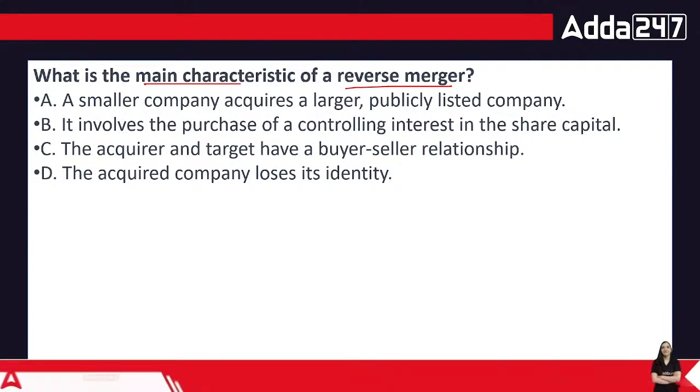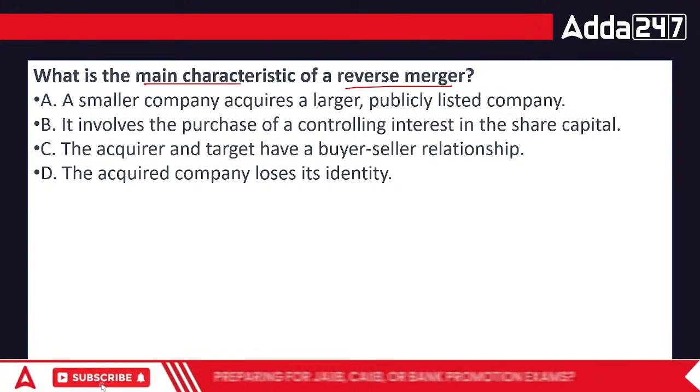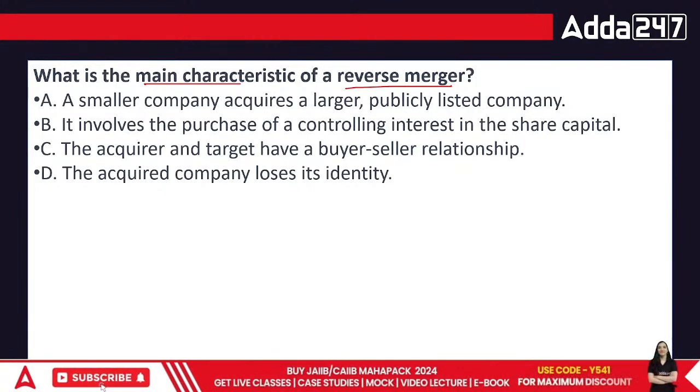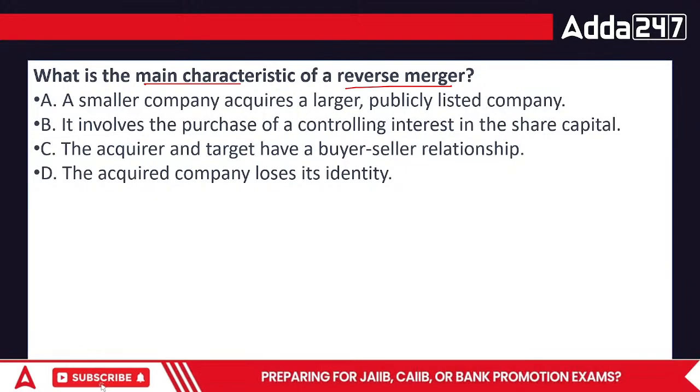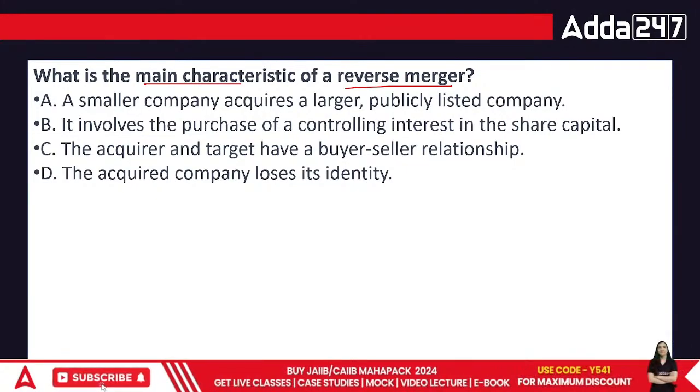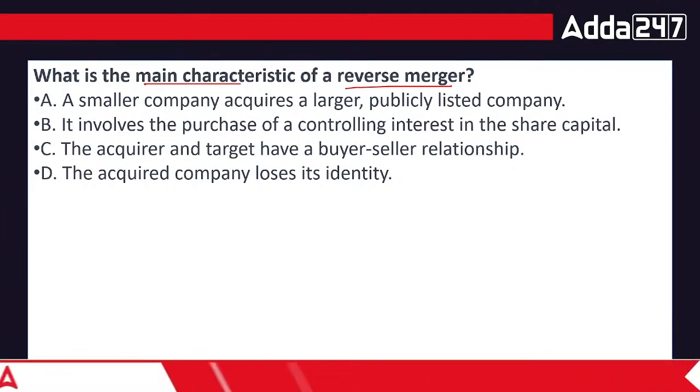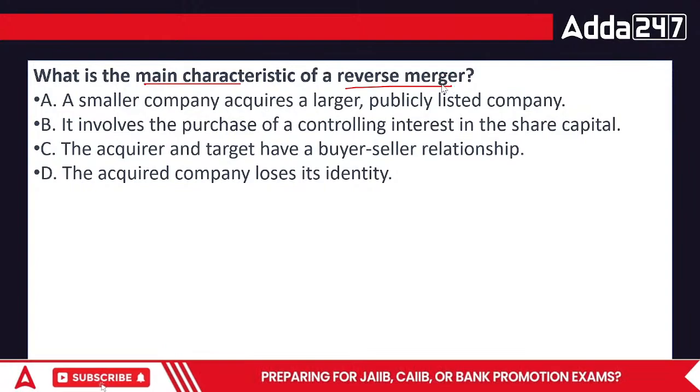The smaller company has a lot of money, but it is not able to reach out to the share market. It says, let's buy the bigger company, which already has access to the market. So why not? A smaller company acquires a large or publicly listed company, or it involves a purchase of controlling interest in the share capital. The acquirer and the target have a buyer-seller relationship, or the acquirer company loses its identity. Nothing of that sort happens.